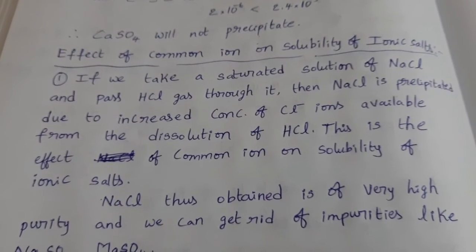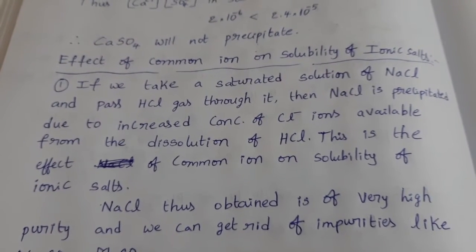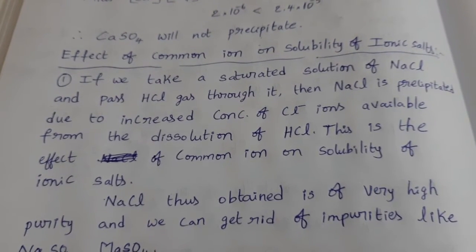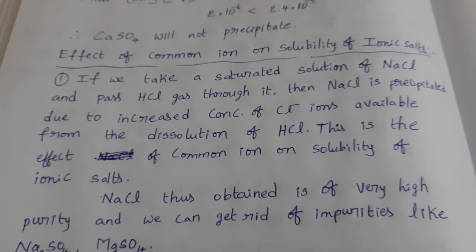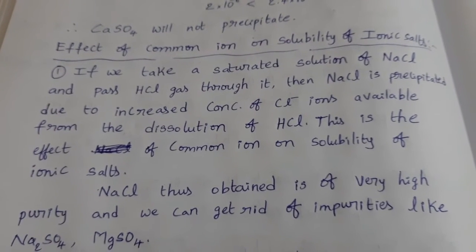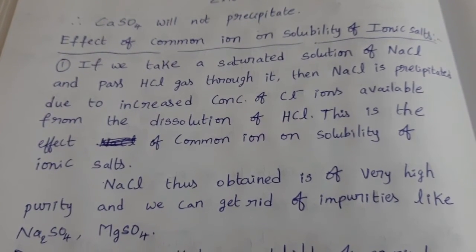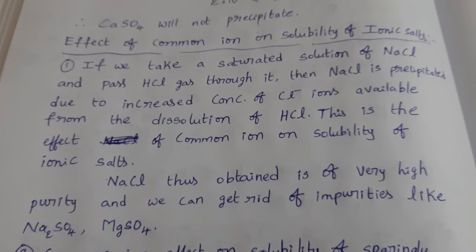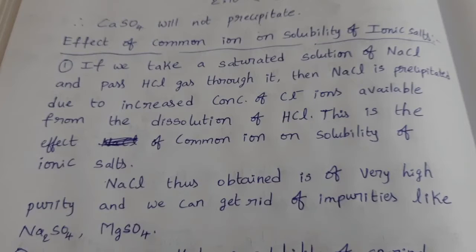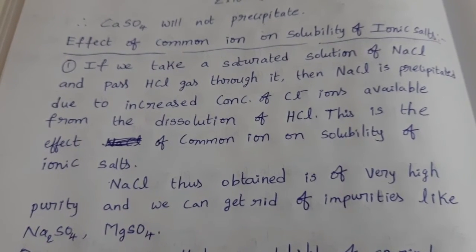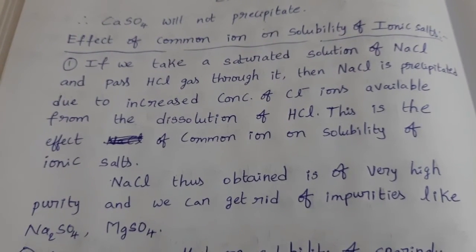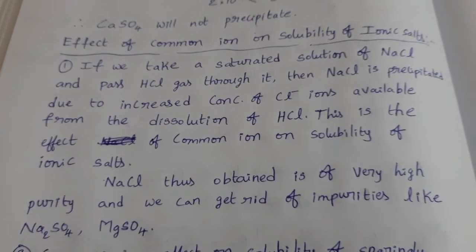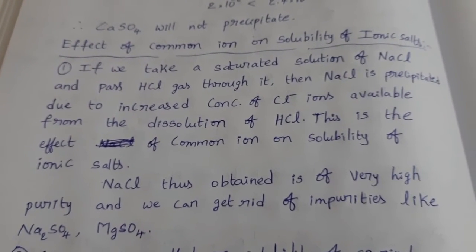Now, in this way, the dissolution of NaCl is decreased. That means NaCl obtained by this method is of very high purity, and we can get rid of impurities like Na2SO4 and MgSO4. By this method, we can remove the impurities like sodium sulfate and magnesium sulfate present in small quantities in NaCl. Now, take the sparingly soluble salt.